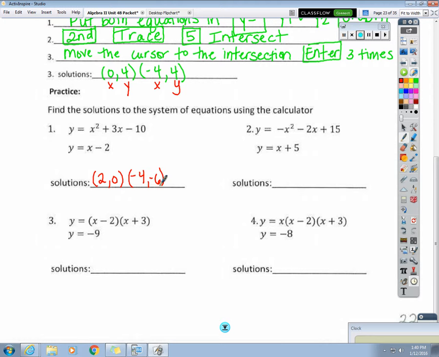Now remember, the reason they're the solutions is because when plugged in, they make true statements. They have to make a true statement in both. Like 2, 0 has to work in both of these. And -4, -6 has to work in both. If it only worked in one, it's not a solution to the system. It has to work in both to be a solution to the system.